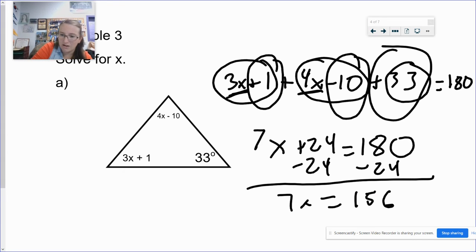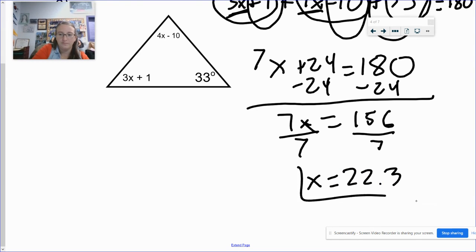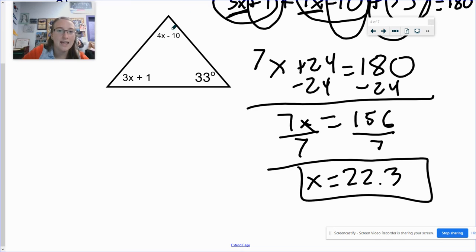156. This is not going to come out evenly, it looks like. I'm going to divide by 7. 156 divided by 7. So we're going to get 22.3. If you want to leave it as a decimal like that, you can. So again, if we know all three angles, we can add them together, set it equal to 180.